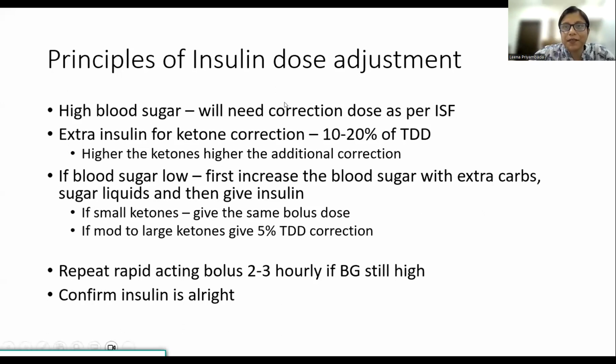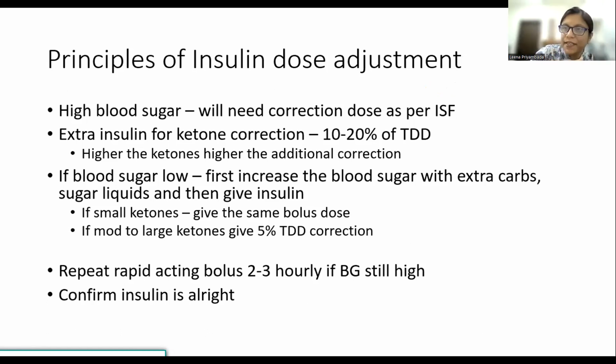So the formula is 1800 divided by the total daily dose for someone who is taking Novorapid, and 1500 divided by the total daily dose if someone is taking a regular insulin like Actrapid.